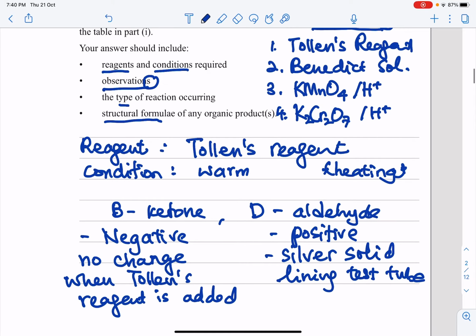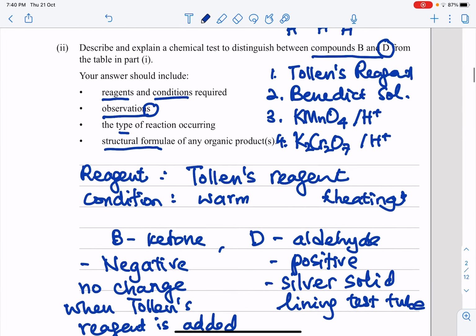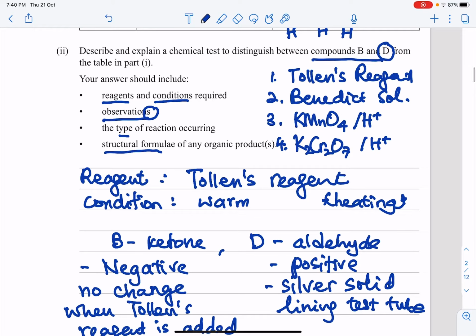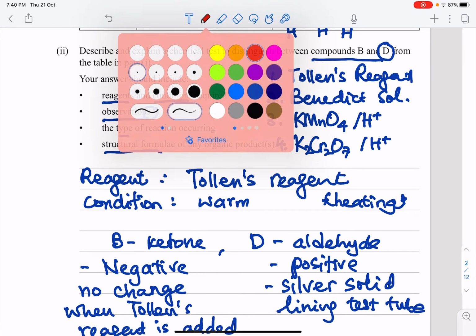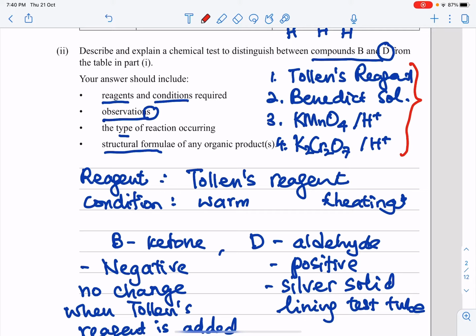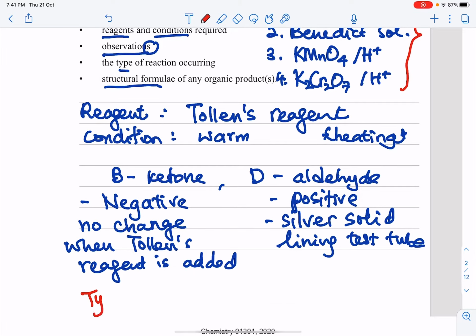Now, next you have to give the type of reaction. You need to bear in mind that all of these four chemicals written here are all oxidizing agents. So I'm going to put down a short form. This is an oxidizing agent. So that means the type of reaction would be oxidation. So for bullet number 3, you actually just need to write down oxidation reaction occurs.